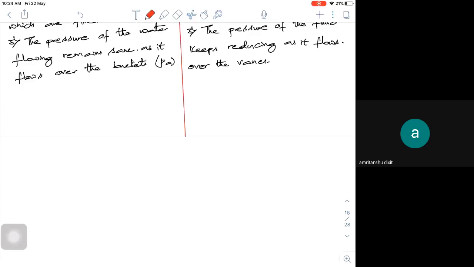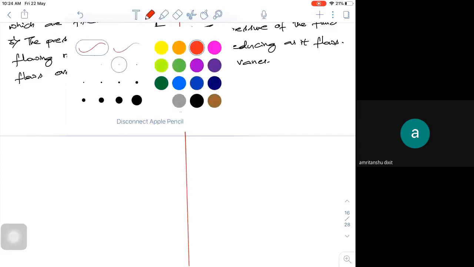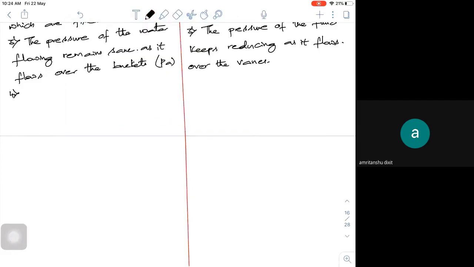Okay. Now the fourth difference. That's like 5 to 6 differences. Is it necessary for water to completely fill your wheel? Not required in case of an impulse machine. It is not required or not essential.